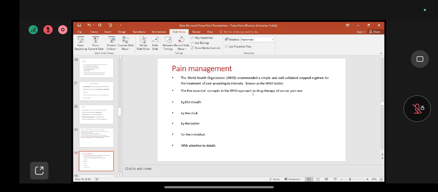Post-operative pain management, according to the WHO guidelines, is a well-validated step regimen for the treatment of pain according to its intensity, known as the WHO ladder. The five essential concepts in the WHO approach to drug therapy of cancer pain are: by mouth, by the clock, by the ladder, and for the individual, with attention to detail.